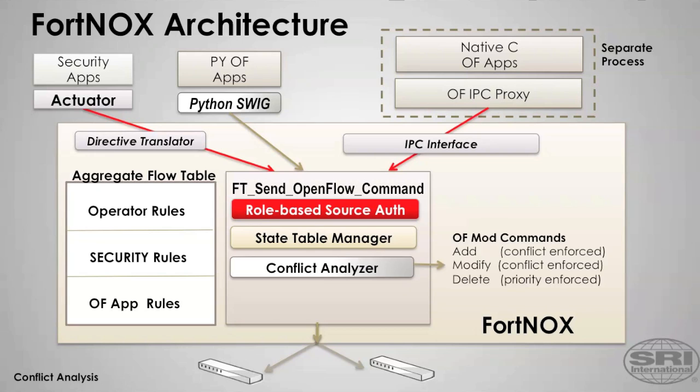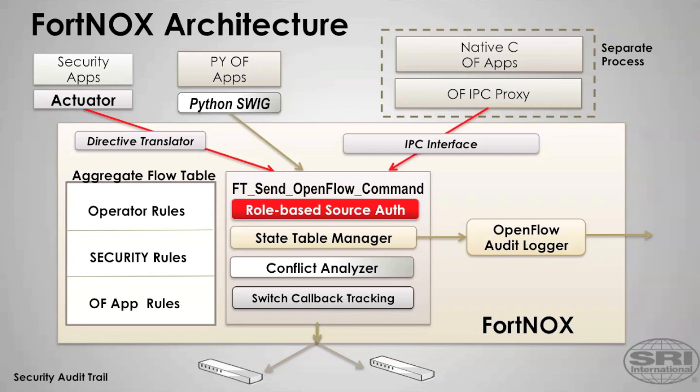A FortNox conflict analysis module evaluates each incoming application layer command or candidate flow rule against the state of the aggregate flow table. A separate switch interface module is added to set and track barrier messages and garbage collection callbacks from the switch. This information is propagated back to the State Table Manager. Finally, an OpenFlow security audit log service is added to record flow rule state changes, conflict resolution decisions, and switch garbage collection actions.